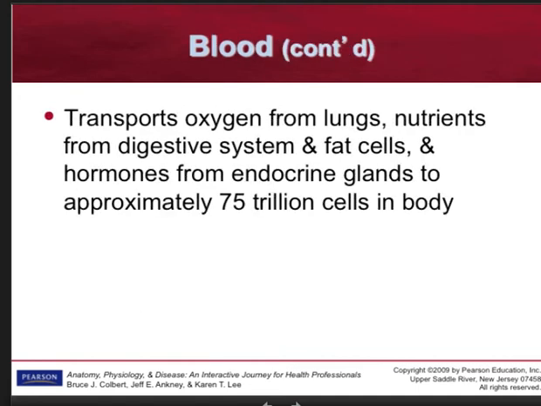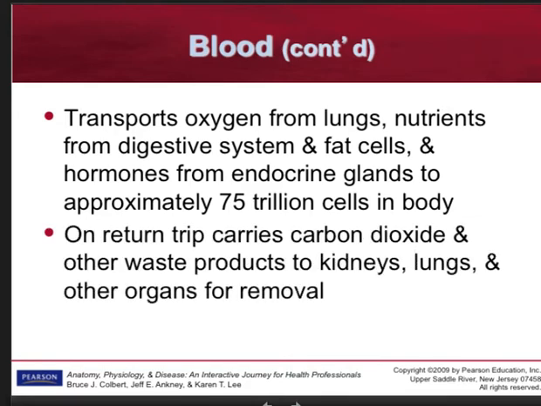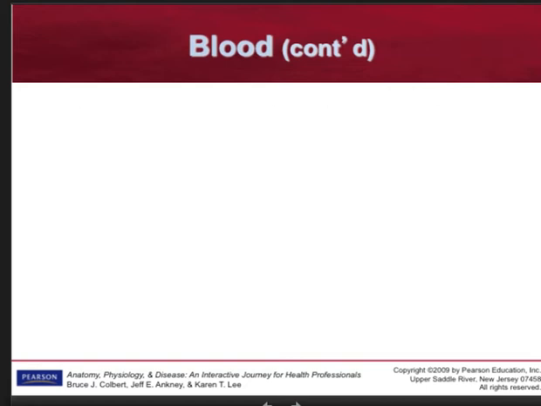It transports oxygen from the lungs, nutrients from the digestive system, and fat cells, and hormones from the endocrine glands to the rest of the body. On the return trip, it carries CO2 and other waste products to the kidneys, lungs, and other organs for removal. And so these are our body's sewage treatment plant.